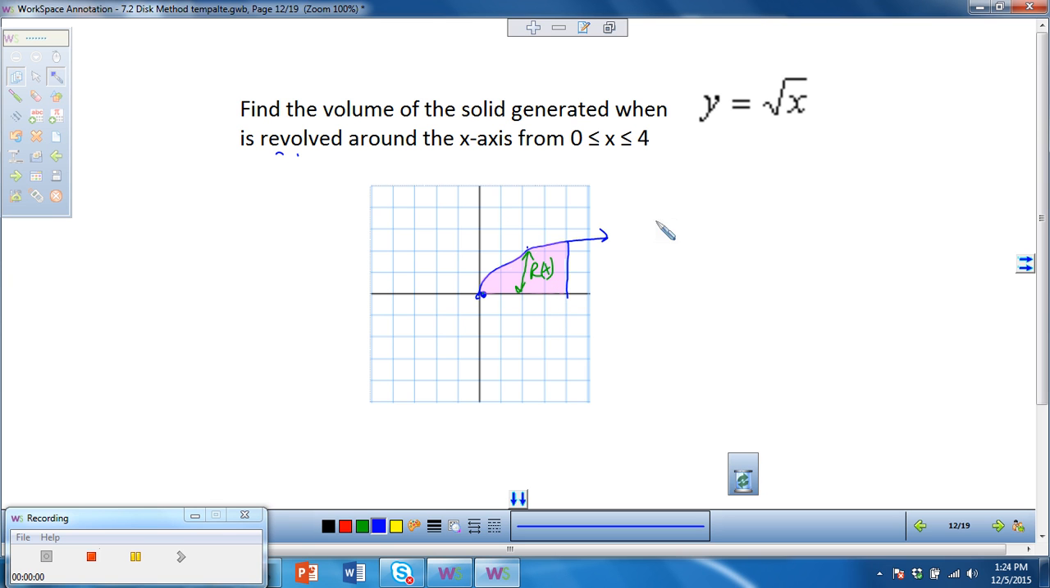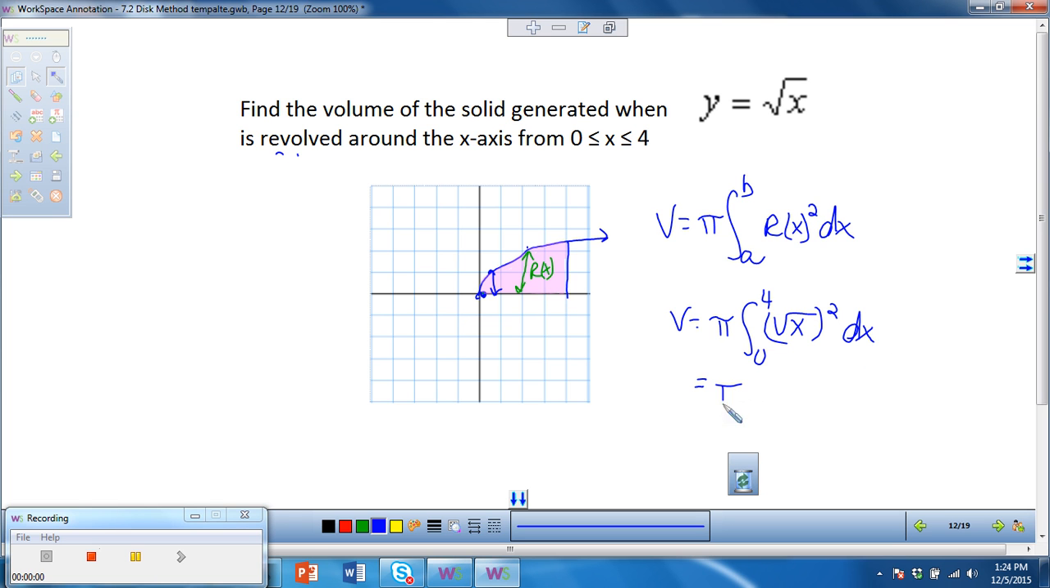So in this case, we have to be careful to remember our pi. That's one of the normal mistakes that's made here. In this case, the distance from any point on the x-axis to the function is simply the function. So the radius is the difference between the axis and the function. So our integral will just be the integral from 0 to 4 of square root of x, squared.